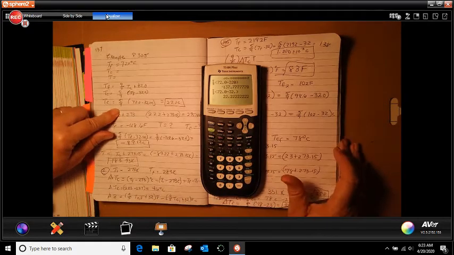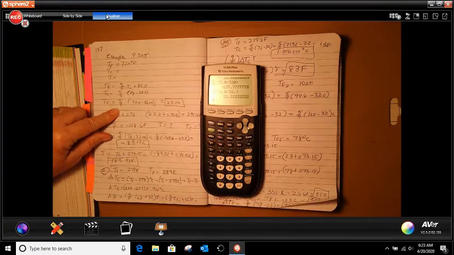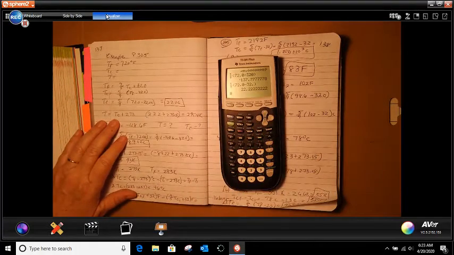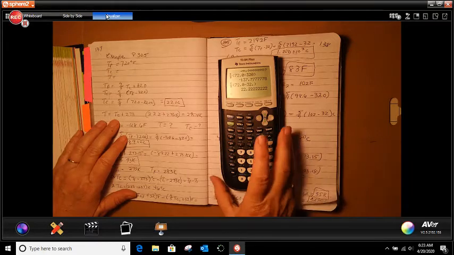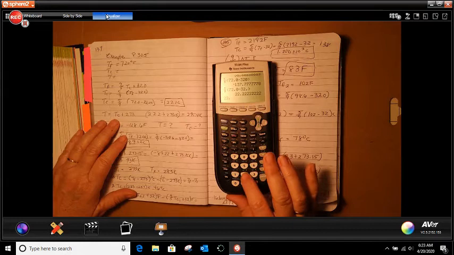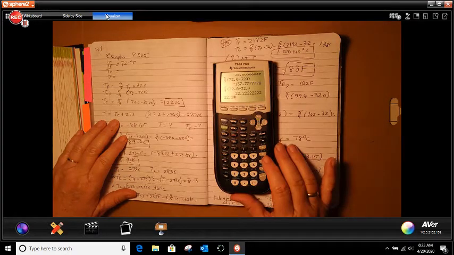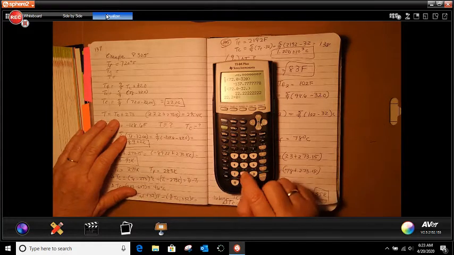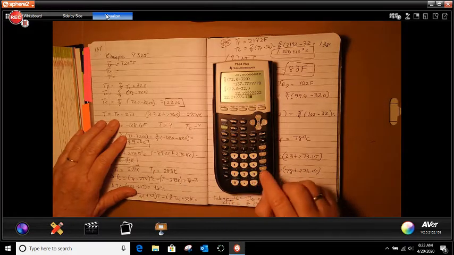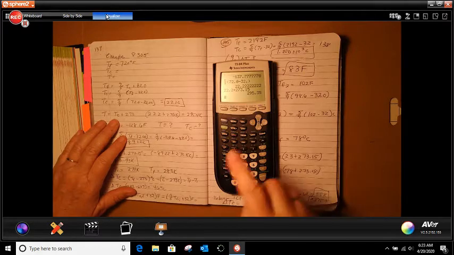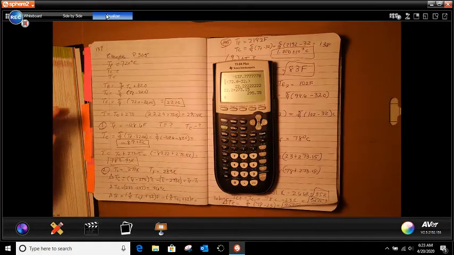Then the next thing that we're going to do is convert it to Kelvin. To do that, we're going to take our 22.2, which is our Celsius temperature, and add 273.15 to it, and that gives us 295.35. Okay, so that's what we do in there.